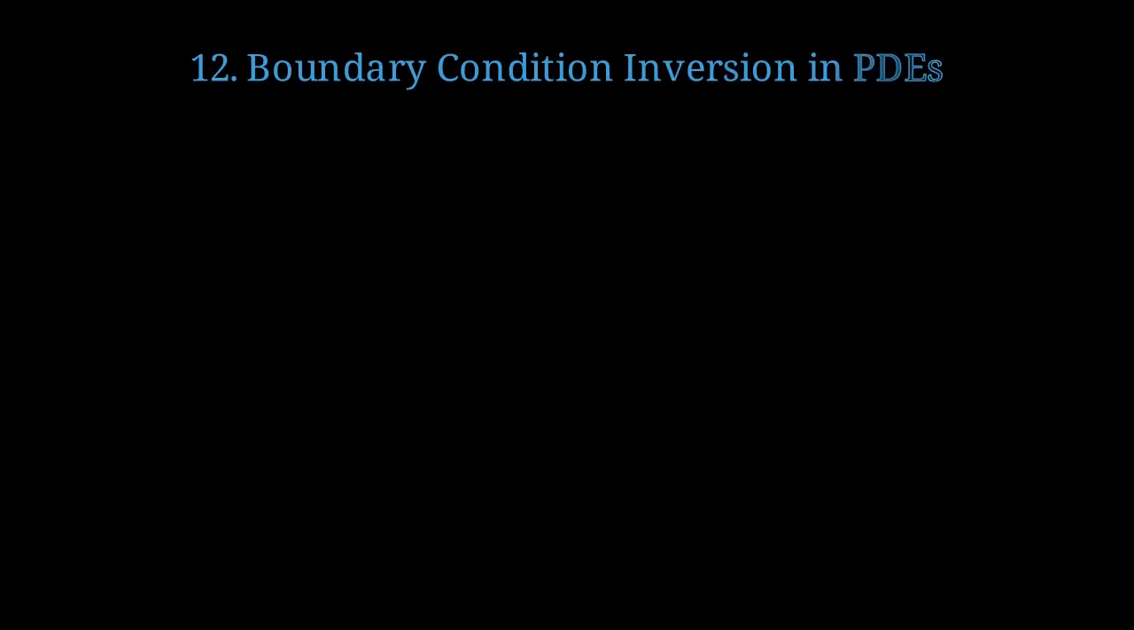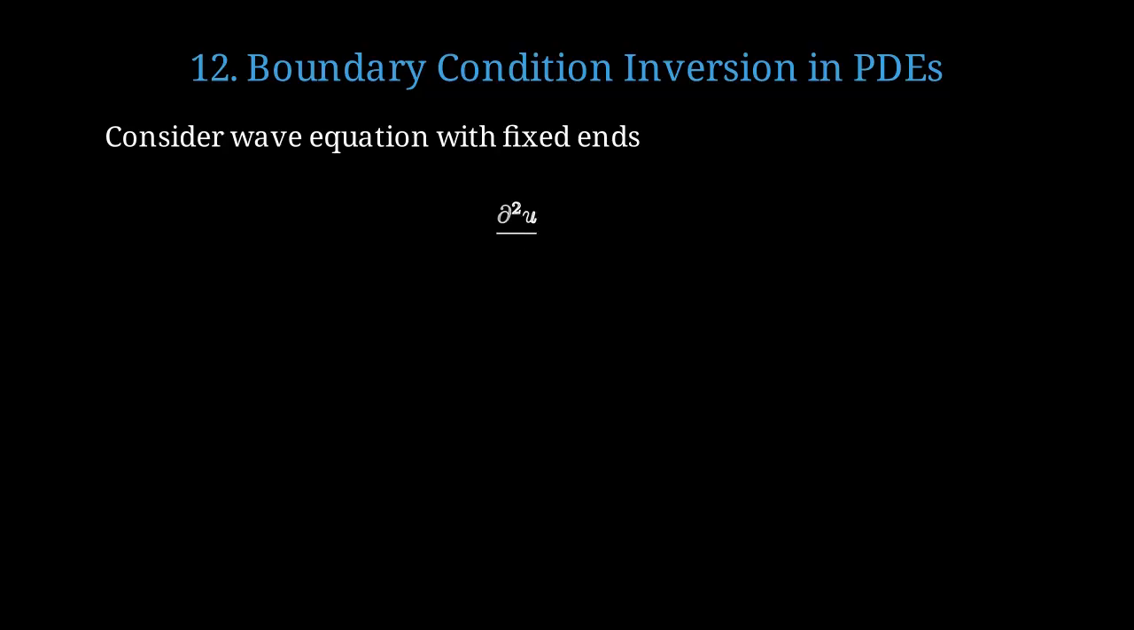Inverting boundary conditions in partial differential equations reveals deep mathematical insights. Consider the wave equation describing a vibrating string with both ends fixed in place. The wave equation is second partial of u with respect to t equals c squared times second partial with respect to x. Standard Dirichlet boundary conditions fix displacement to 0 at both ends, at positions 0 and L.